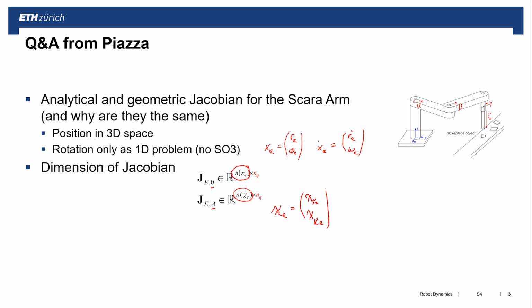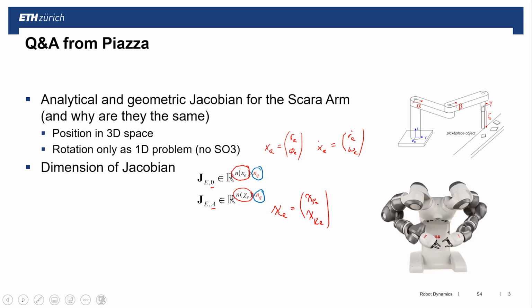The second part that we see here is the number of q's. And this number of q's means really all the q's that we use to describe the complete kinematic structure of the robot, and not only the ones that a certain position is depending on. I want to illustrate this with the following robotic system.